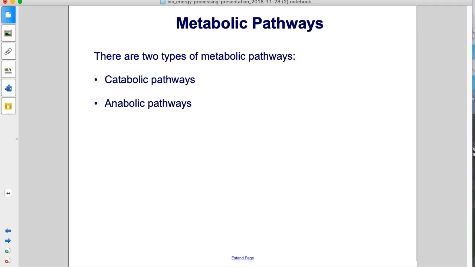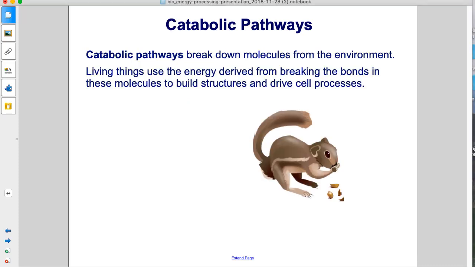There are two types of metabolic pathways: catabolic pathways and anabolic pathways. Catabolic pathways break down molecules from the environment. Living things use the energy derived from breaking the bonds in these molecules to build structures and drive cell processes.